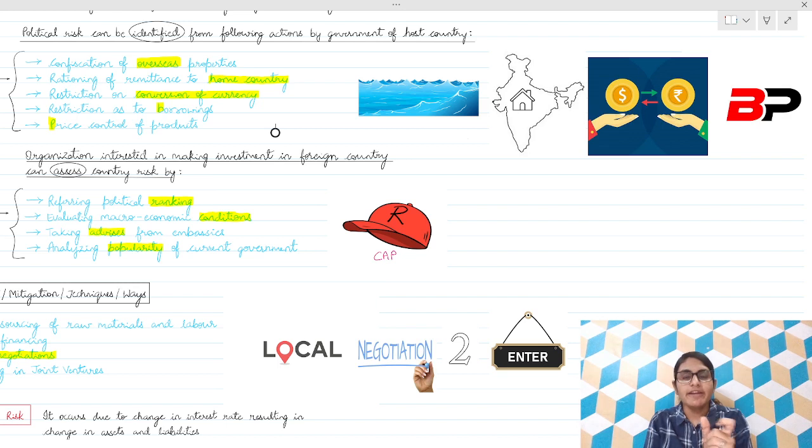So again, political risk can be identified from following actions by government of host country. C is home country, currency conversion and BP. So overseas, that is confiscation of overseas property, rationing of remittance to home country, restriction on conversion of currency, restriction as to borrowings, and P is price control of products.